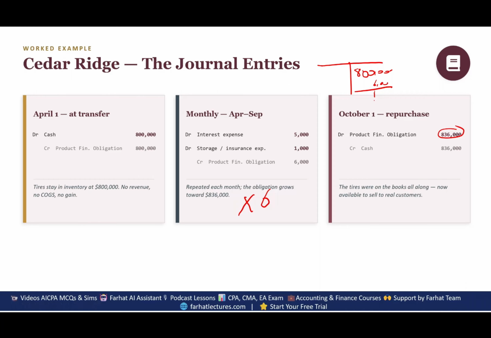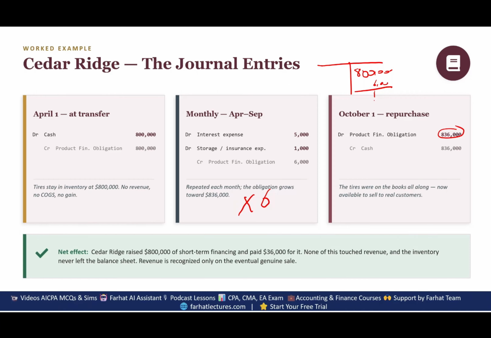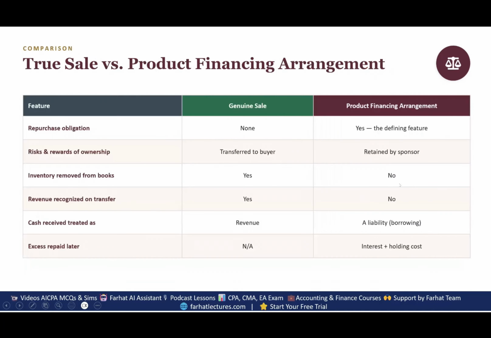Now, all in all, Cedar Ridge raised $800,000 of short-term financing and paid $36,000 for it. None of this touched revenue. None of this touched the inventory yet. So this is basically the journal entries that you need to be familiar with, comfortable with.